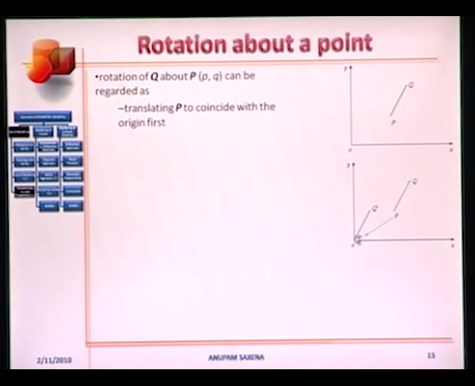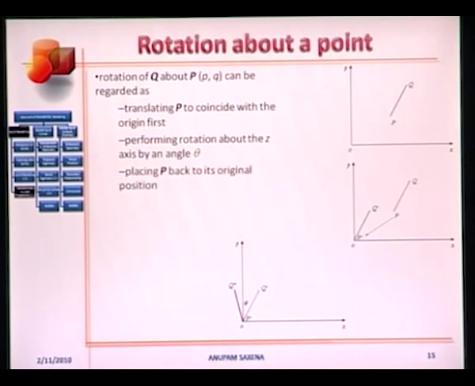Point P can be translated to coincide with the origin. The new position of P is P prime. The orientation of this line segment doesn't change. Step 2. One can then perform rotation about the z-axis, which is coming toward you, by an angle theta, like so. This line segment is rotated by an angle theta about the origin. And finally, one can place the point P back to its original position, like so.